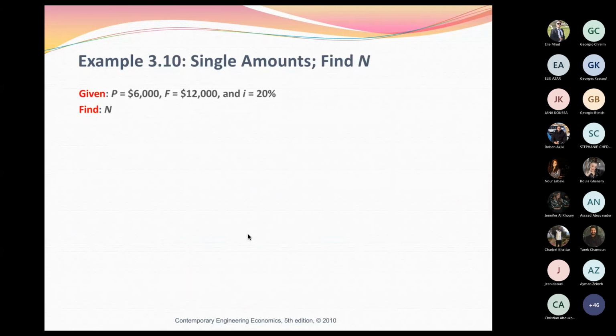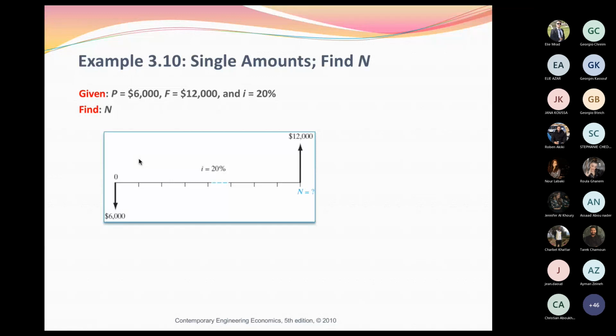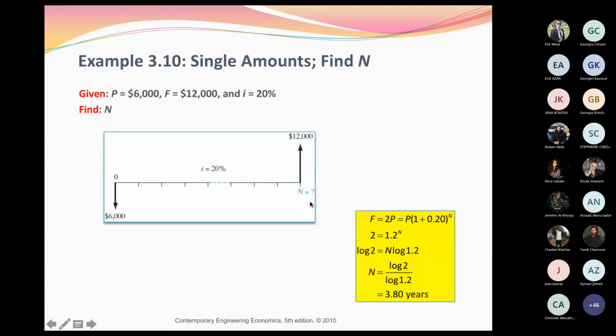This in Excel, we will do later. So we have P, we have F, we have I. We are looking for N. How long do you anticipate waiting before doubling the value of your stocks? They were 6,000 and became 12,000 at 20%. How long should you wait? So we are looking for N, for this cash flow. You invest $6,000. You want to sell when the value is $12,000 at 20%. How long should you wait? What is N? So look at the solution for N.